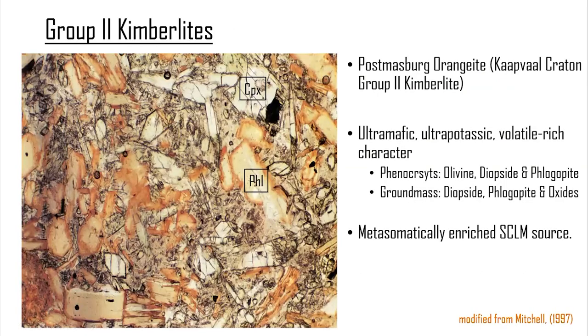Now, to adjust everyone's eye to what a typical orangeite or Group 2 kimberlite would look like, what you can see here is the Postmasburg orangeite, a picture taken from the book of Mitchell in 1997. The rock here basically consists of phenocrysts of clinopyroxene, phlogopite, and diopside, while the groundmass is dominated by diopside, phlogopite, and oxides. This is basically implicating a metasomatically enriched SCLM source.